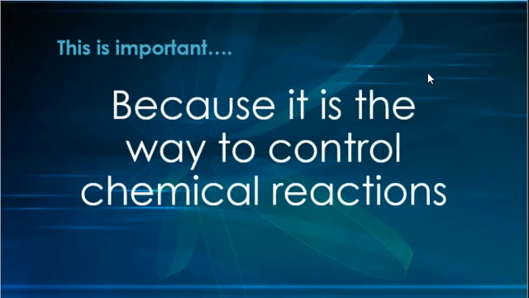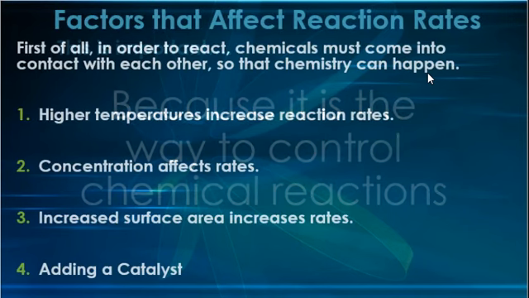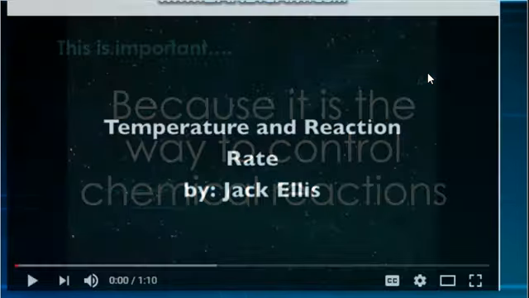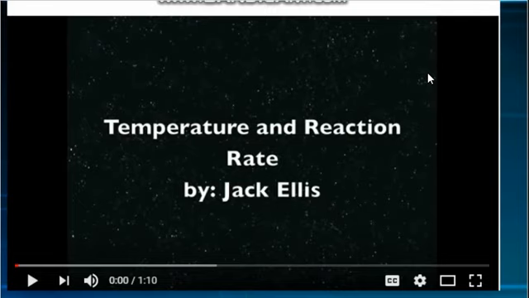All right, here we go. But it's important to know because it is the way to control chemical reactions. Okay, we can manipulate a chemical reaction by doing one of those things, by increasing the temperature, by increasing the concentration, by increasing the surface area. You'll need to remember all this for next week's lab, okay? And by adding a catalyst. We'll be adding a catalyst and looking at the difference between concentrations next week. It should be fun. Okay, so we're going to control our reactions. Let's watch a little video about it.